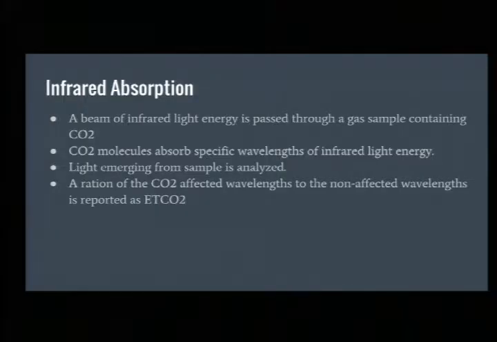There's a complicated physics way of getting your reading. It's kind of similar to your pulse ox, but there's a beam of infrared light that passes through a gas sample containing CO2. The CO2 molecule absorbs a specific wavelength of that light, and the light emerging from that sample is analyzed, and a ratio of the CO2-affected to non-affected wavelengths is turned into the reported CO2. So that's the fancy physics way of saying you get a number because of light being absorbed through that gas.